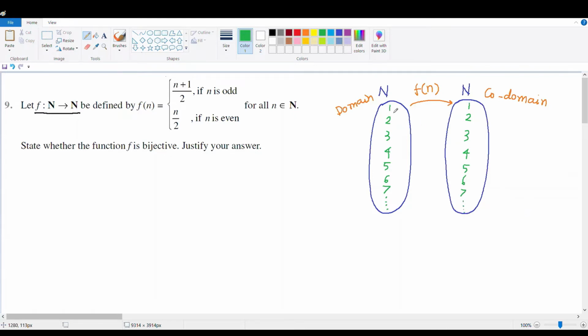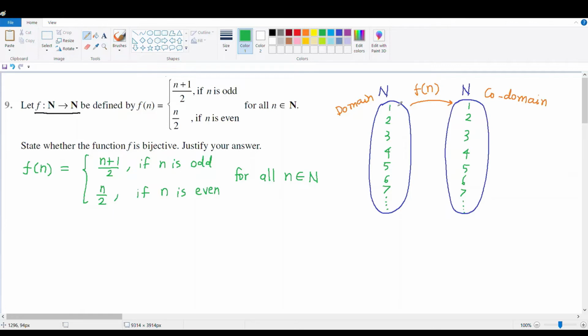Now, if we want to see that this 1 gets connected to what number, we need to use this function. Which function are you given? f(n) = (n+1)/2 if n is odd. So if you see an odd number, you are going to use this function. And if you have an even number, you are going to use this n/2 equation. And this is for all n that belongs to the natural numbers.